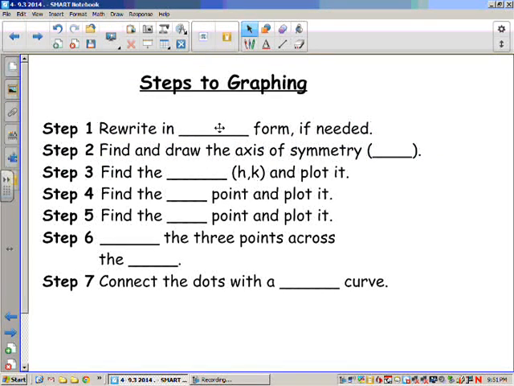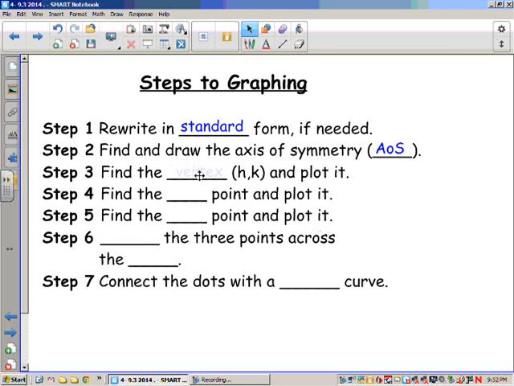Our steps to graphing, there's 7. First we're going to rewrite in standard form if needed. We need to find the a, b, and c correctly, and that has to be in standard form, descending from x squared to x to the constant. Find and draw the axis of symmetry. I just abbreviated AOS. It comes up a fair amount in the lesson.